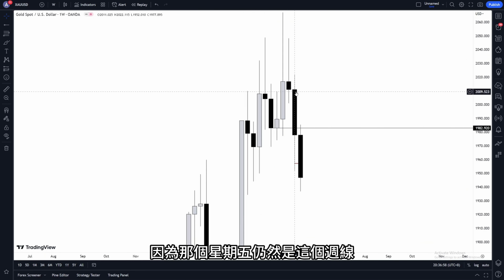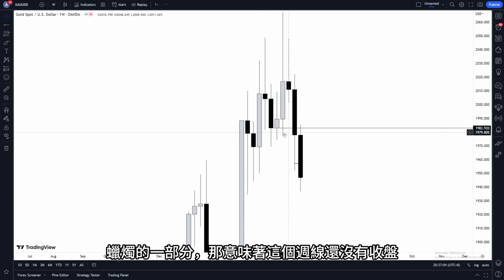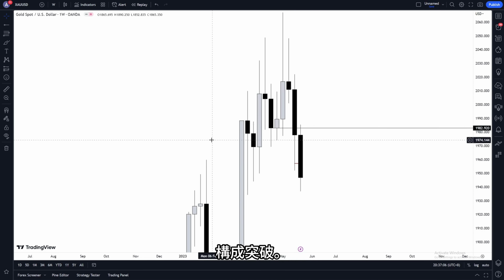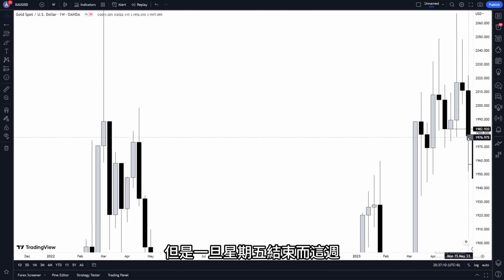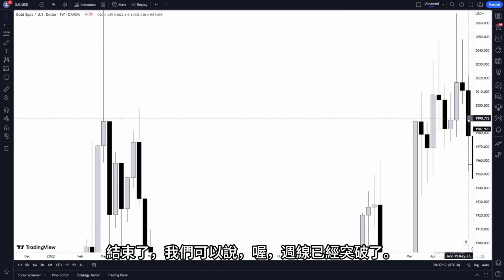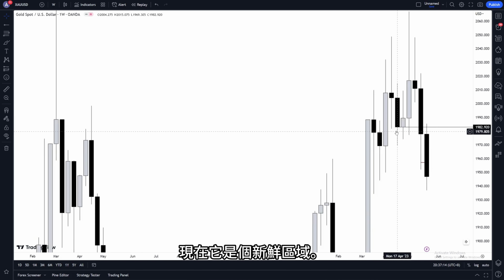Why? Because that Friday was still a part of this weekly candle. And if that Friday is still a part of this weekly candle, that means this weekly hasn't closed as a break yet. So we wouldn't know whether this weekly was going to close as a break. But once the Friday is over and the week ends, we can say, oh, weekly has broken. Now it's a fresh zone.